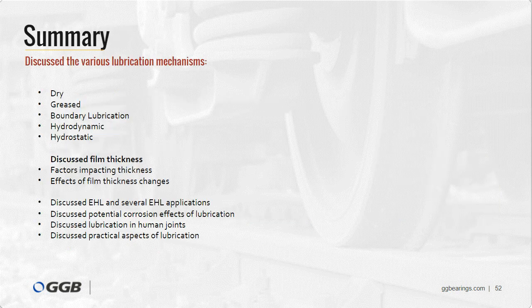All right. So that brings us to the end of our presentation. We discussed many topics today, such as various lubrication types, the fluid lubrication regimes, boundary, mixed film, and full hydrodynamic, film thickness and the factors that impact film development, the elasto-hydrodynamic effect and where and how it's utilized, corrosion effects on lubrication, lubrication of the human knee, and practical aspects of lubricated bearing design. So hopefully you enjoyed our presentation and learned something new and interesting. Thank you all for attending.